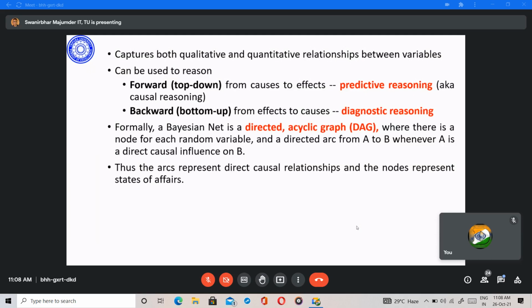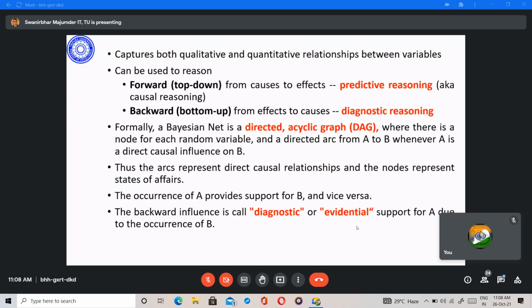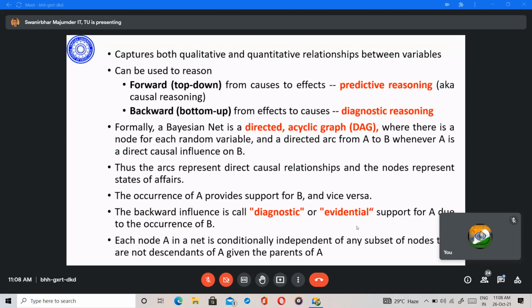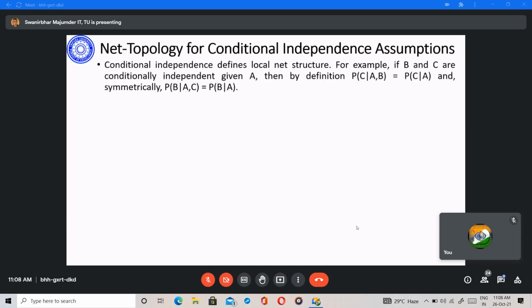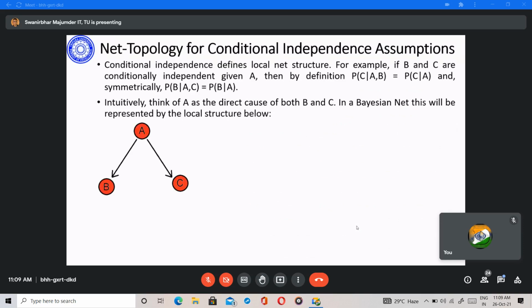Anyway, the arcs, or you can say data flow acyclic graphs, are there. We have some occurrences, like A supports B and vice versa. So it may be backward, like diagnostic or evidence based. Here we'll have different nodes connected to one another. We can have some net topology or conditional independence assumptions, like if you have A, B and C, like we were discussing liver cirrhosis, then bloodshot eyes and jaundice. We have A, B and C kind of relationship. B and C are independent of each other given A. So we'll draw it like this. Clear the diagram? Nothing too complicated, it's simple, isn't it?